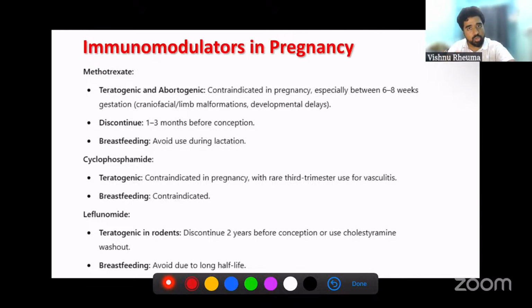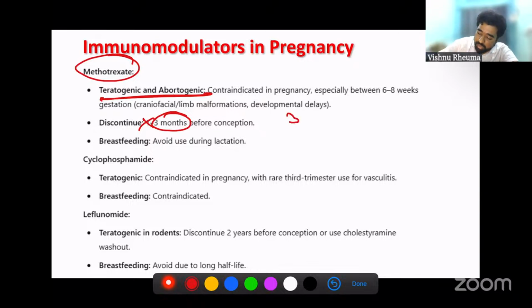These are something that you should know, and I'm confident that you know as well. Methotrexate, obviously, is teratogenic and abortogenic. You should not give it. Craniofacial and limb anomalies will occur, and you should discontinue at least 3 months, not 1 to 3 months. In places, it's given 1 to 3 months, but importantly 3 months before conception. And all of these you should avoid during breastfeeding as well.